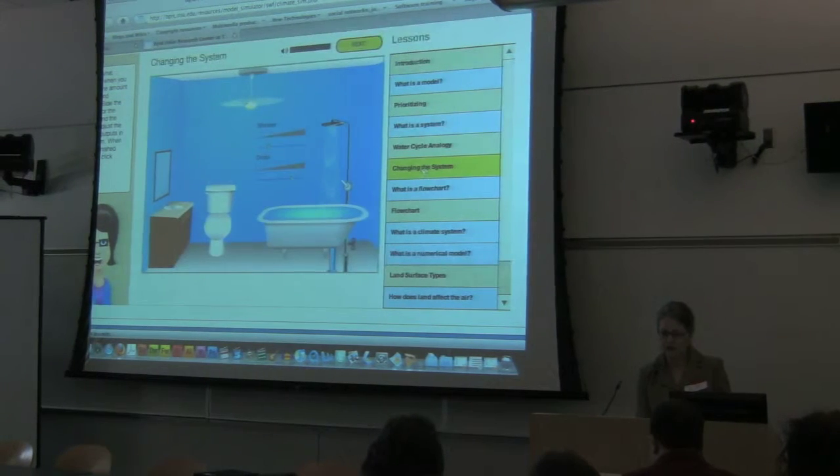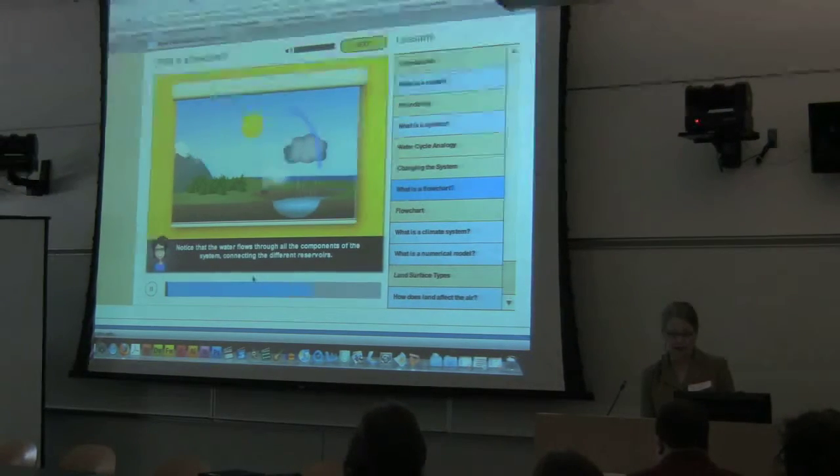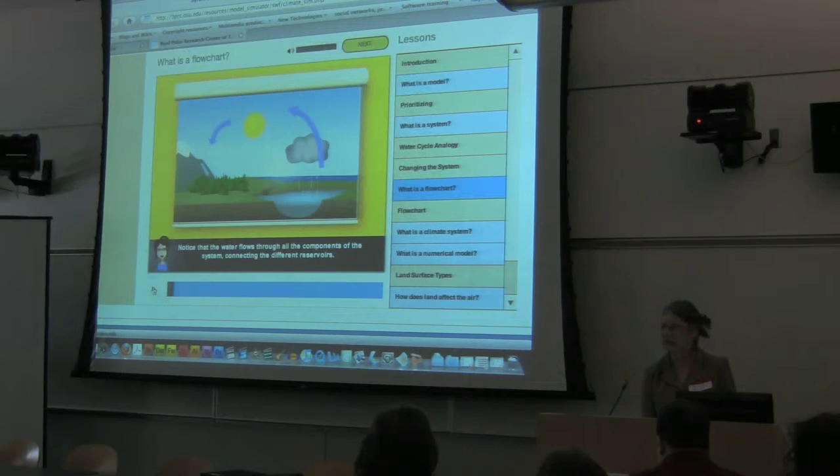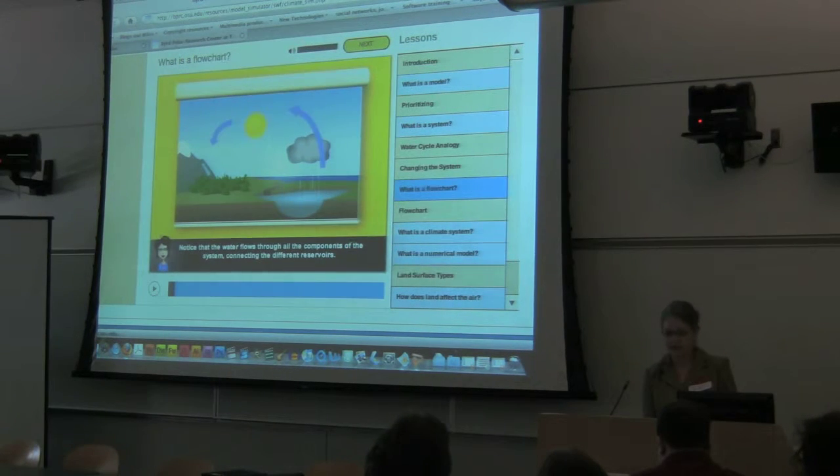And then we also introduced the idea of a flow chart. Notice that the water flows through all the components of this, corresponding that to the natural hydrologic cycle.